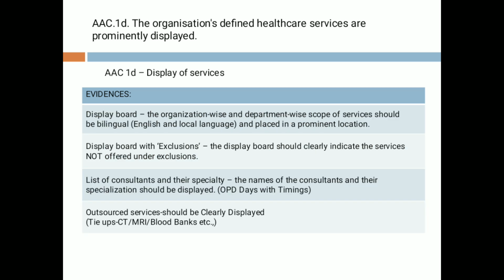Objective element AAC.1D speaks about display of services. Evidences: display boards. The organization-wise and department-wise scope of services should be displayed in two languages, bilingual, English and the local language, and placed in a prominent location. A display board with exclusions should clearly indicate the services not offered. The list of consultants and their specialty.